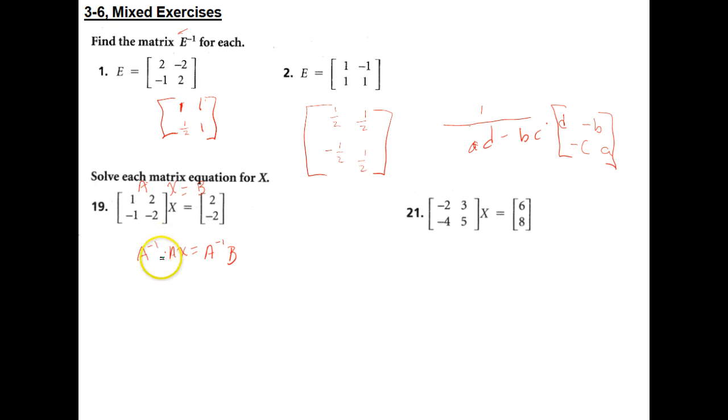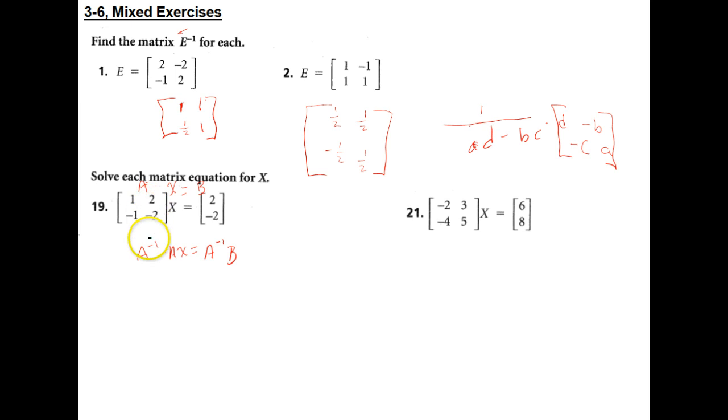Yes, Tyler? That's not possible? There's no inverse. How do you know? Because 1 divided by negative 1 is negative 1, and 2 divided by negative 2 is negative 1. Good. If you compare the fractions, those fractions are the same. 1 divided by negative 1 is negative 1, and 2 divided by negative 2 is negative 1. There's no inverse there.